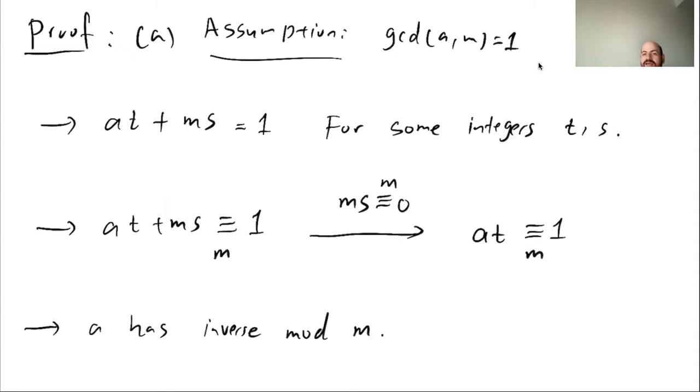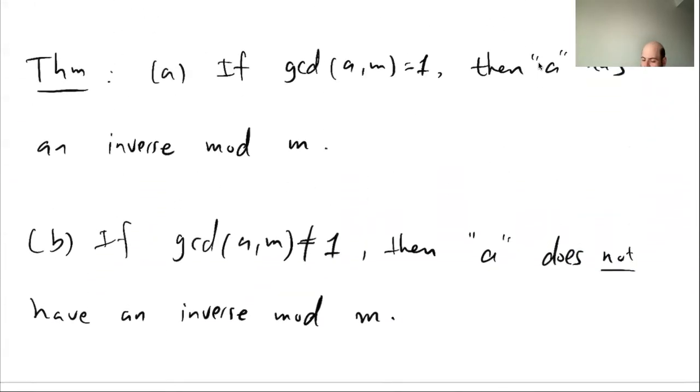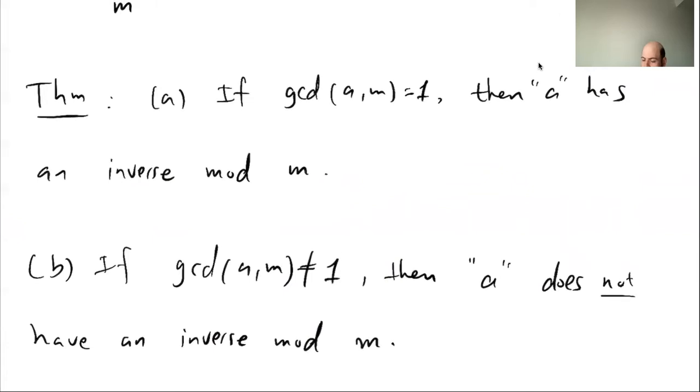I wanted to show that A has an inverse mod M. And what is the meaning of having an inverse mod M? It means there's another number that when I multiply those, I get 1 mod M. So there you are, I showed A has an inverse mod M. Now for part B, if the GCD is not 1, then A does not have an inverse. So I want to show that A does not have an inverse mod M in this case.